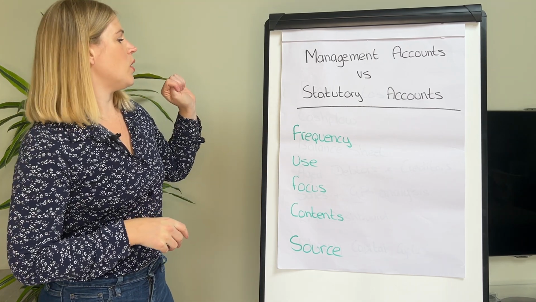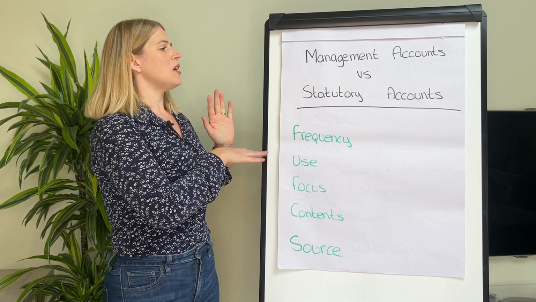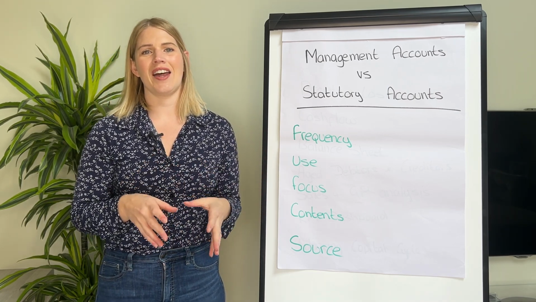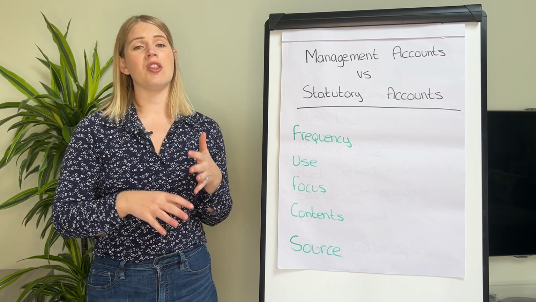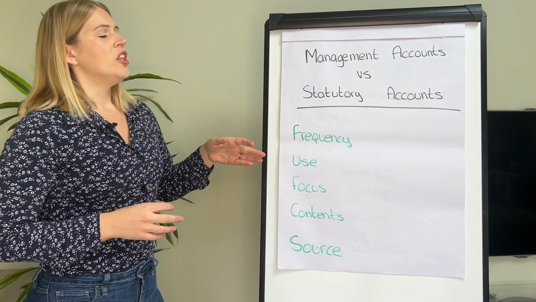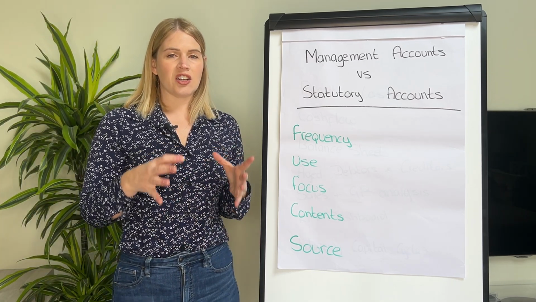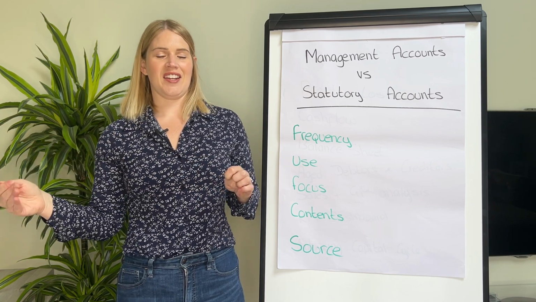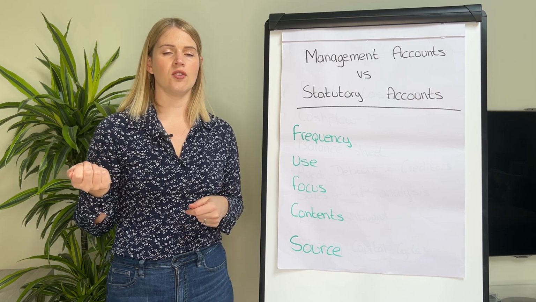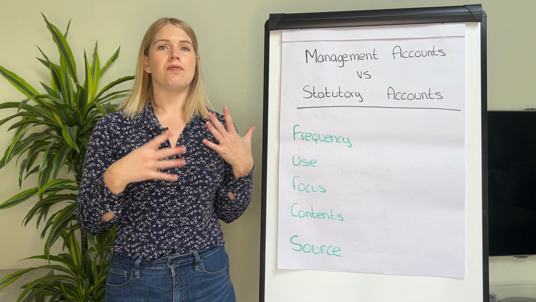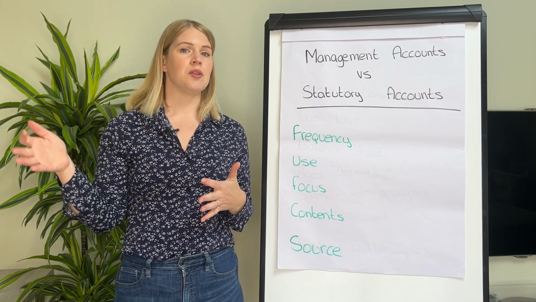So the first thing that we're going to have a look at is the frequency of management accounts versus statutory accounts. Typically with statutory accounts, you're going to be getting these on an annual basis, whereas with your management accounts, you should be looking at these ideally monthly, but at the very least quarterly. The most important thing to mention when it comes to looking at the key difference here is that your statutory accounts will be very out of date, because actually you have 9 months after your year end to submit your statutory accounts. So that means that the information you're looking at in those accounts could be up to 21 months old.